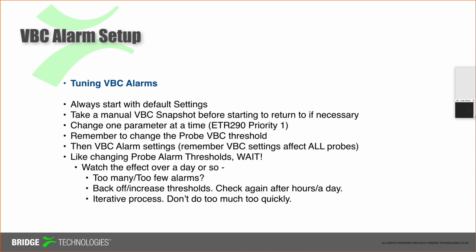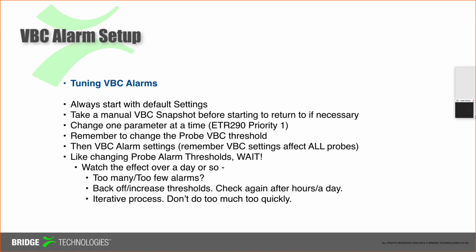Whenever you make a change, then wait. Watch the effect over a day or so, certainly a few hours. Remember, the alarm window's an hour by default, so you can't expect to see anything in under an hour. So wait, just observe how your changes have affected the VBC and probes. Have you got too many alarms or too few alarms? Then back off those changes a little bit or increase them a little bit. Check again. It's an iterative process and you do need to do it. Like all things, you've got to go through a little bit at a time and see what changes.